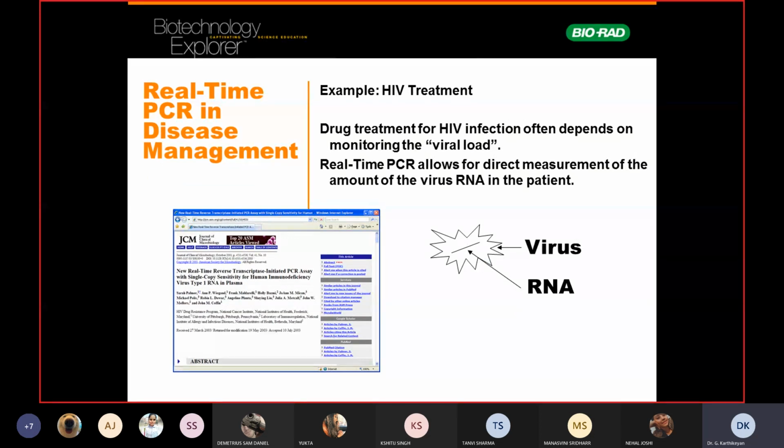Another one is HIV treatment. Although it says HIV, you could simply replace HIV with COVID. You will still have essentially the meaning remaining the same. So this was in the Journal of Clinical Microbiology. It says real-time reverse transcriptase initiated PCR assay with single copy sensitivity for HIV type 1 in plasma. It means even when you have extremely low copy number of the virus, you can detect it, and you could probably start treating the patient even before they start showing the symptoms.